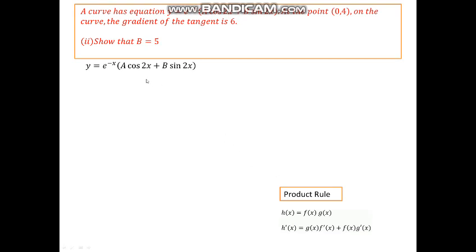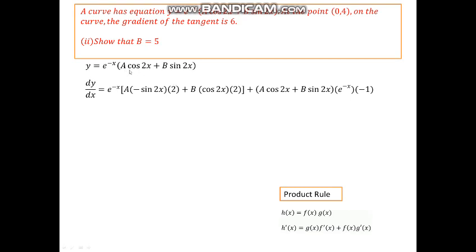Now looking back at the original equation, we have e to the negative x, bracket a cosine 2x plus b sine 2x. So what I will do is I first put e to the power of negative x and then differentiate a cosine 2x plus b sine 2x. Then add the second part, which is a cosine 2x plus b sine 2x, and then I differentiate e to the negative x. Then you get something that looks like this.